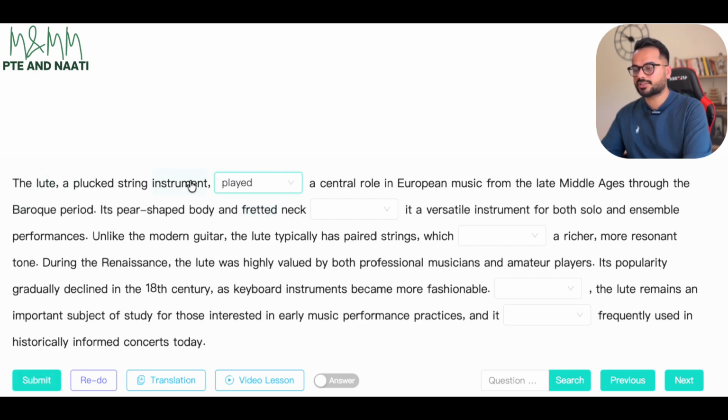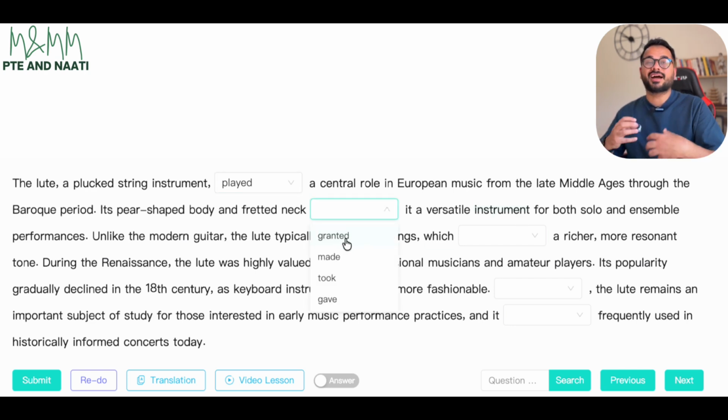So the lute, a plucked string instrument, played a central role in European music. Then, its pear-shaped body and fretted neck dash it a versatile instrument for both solo and ensemble performances. So because of its specific body and fretted neck, so because of the shape of that instrument, dash it a versatile instrument. Out of the options, granted it a, we can't grant something, like it's not a position that is to be granted, so that can't be the right answer.